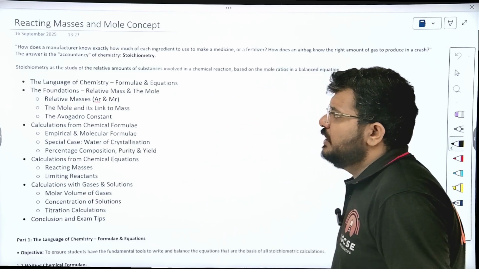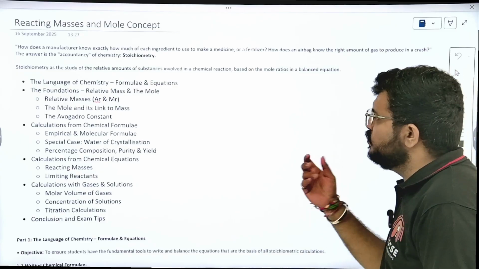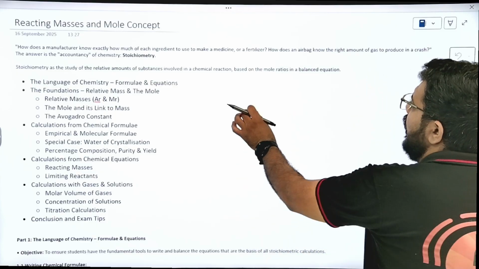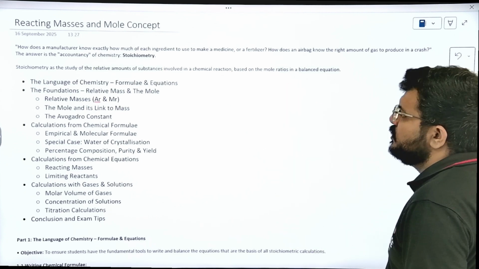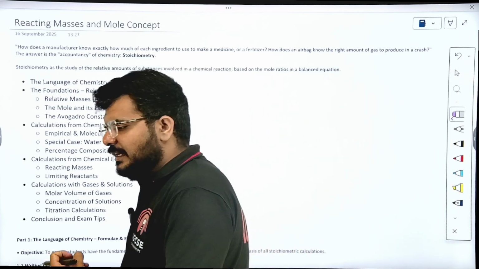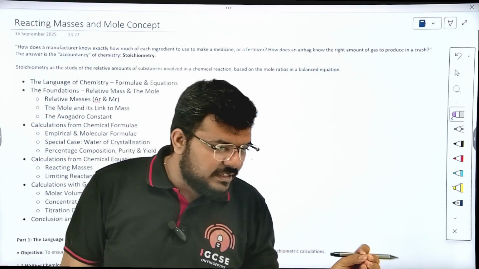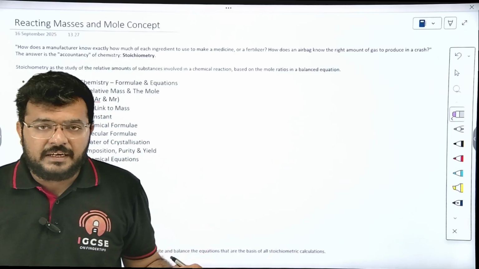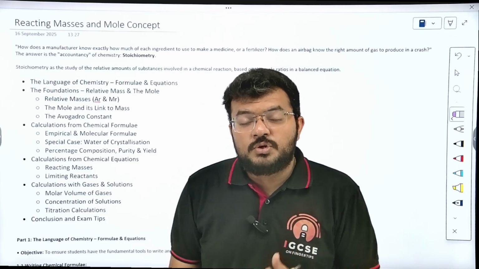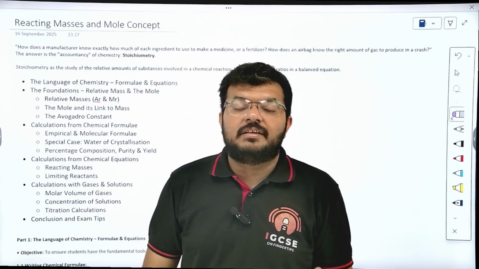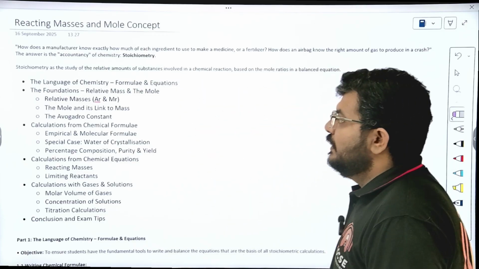So let's get started. So how does a manufacturer know exactly how much of each ingredient to use to make a medicine, fertilizer? How does an airbag know the right amount of gas to produce in a crash, right? So in airbag also we exactly need to know how much reactant must be there, which can be ignited, which can be reacted to produce a lot of gas. But then it should not be so much more that the airbag itself bursts, right? So that with that idea, let's get started.